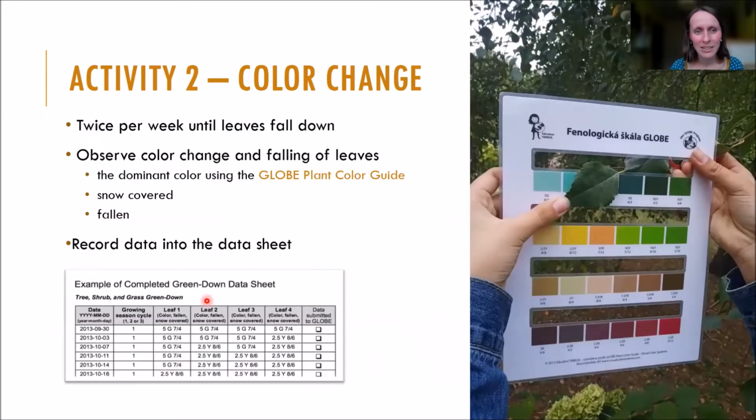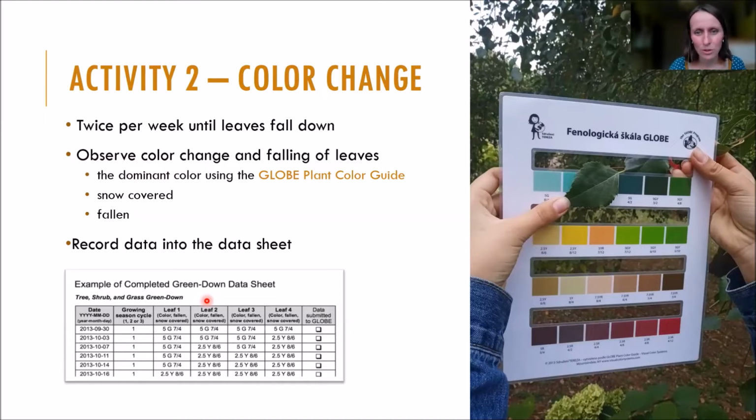And now comes activity 2, called color change. And this activity will take you most of the time during the autumn. During this part of observing, we will ask you to go twice a week to visit your trees. And this should start even before the color of leaves starts changing. And from that time, you should just visit the tree and record how the leaves are changing until the moment when the leaves fall down.